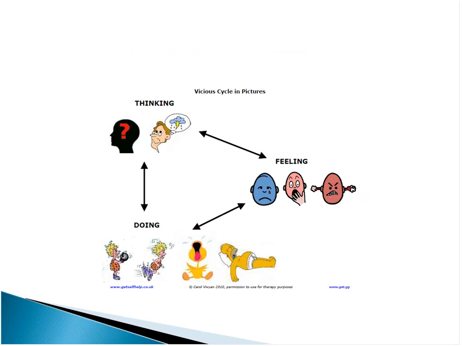So this is the vicious cycle in picture. Your thinking and your feeling and your doing are all connected. And so how you think about an event can change the way you feel, and how you feel will change your behavior, which translates back up into your thinking.